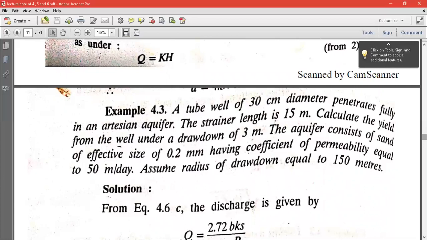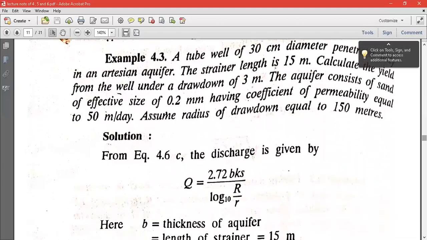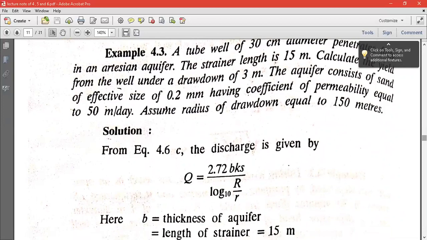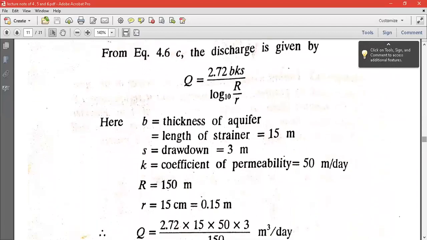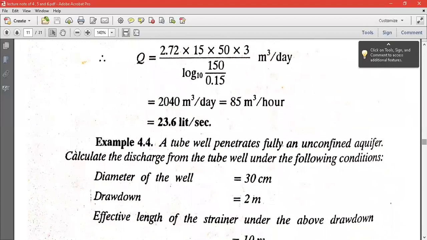So if you remember this formula, it will take just 2 to 3 minutes to find out the discharge of the well. Even if you forget the formula, the deduction procedure I have explained, after sketching the cross section of the well, abbreviate, denoting all the things like thickness, like drawdown, like capital R or small r, you can yourself come to the deduction part, even if you forget the formula. So this is one example I have shown.